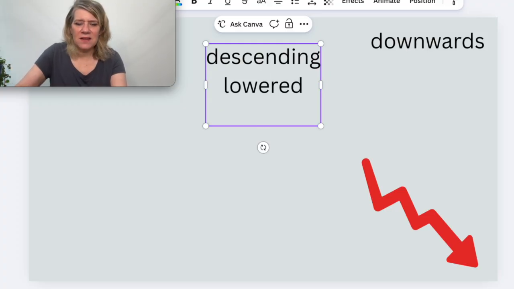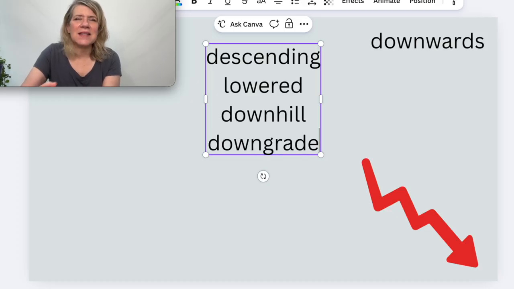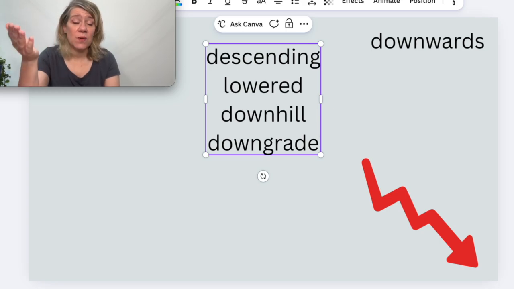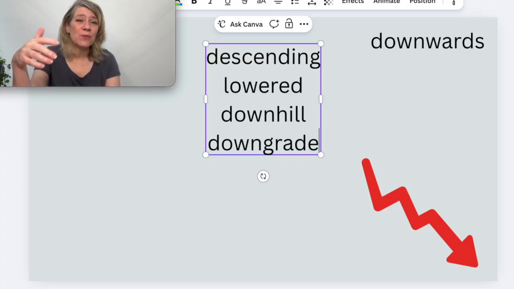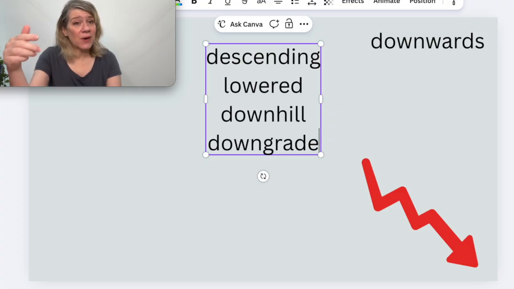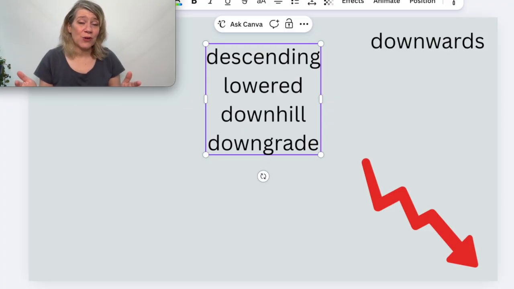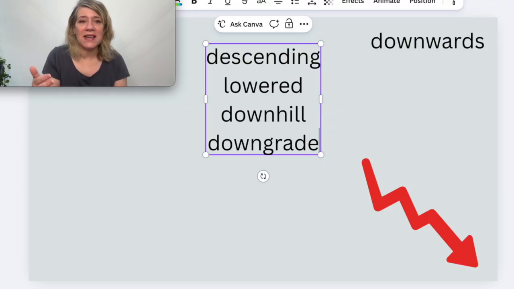Lowered, downhill, downgrade. Downgrade is like you would get a downgrade or an upgrade. If you get a downgrade, let's say you went to a hotel and they gave you a really nice room, but they charged you a lot. And you said, you know what? I do not need this nice room. I can take a downgrade. I can go to a less nice room and pay less money. That's a downgrade. And an upgrade would be you're in your room and you're like, you know what? I have some extra money and I want a nicer view. I'm going to go change my room for an upgrade. You upgrade something or you make it nicer. So downgrade is to make it less nice, and upgrade is to make it more nice.